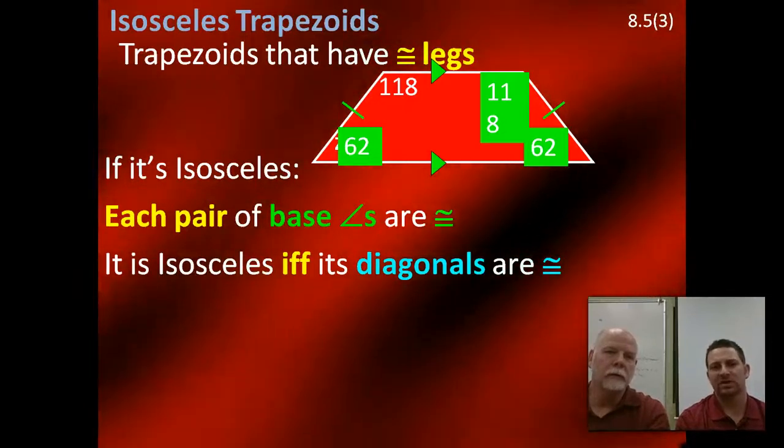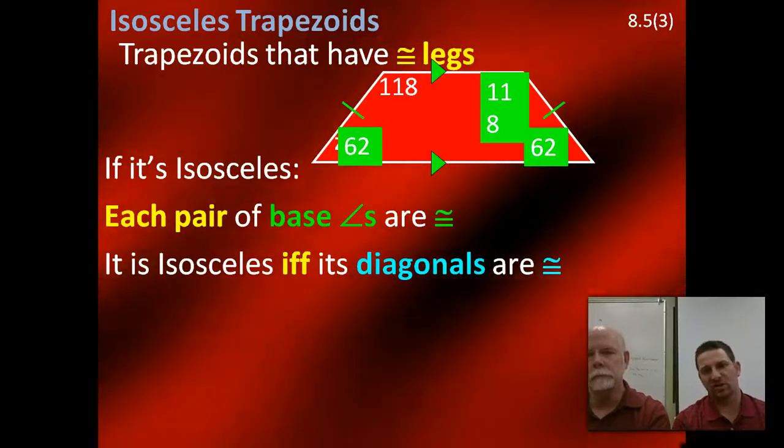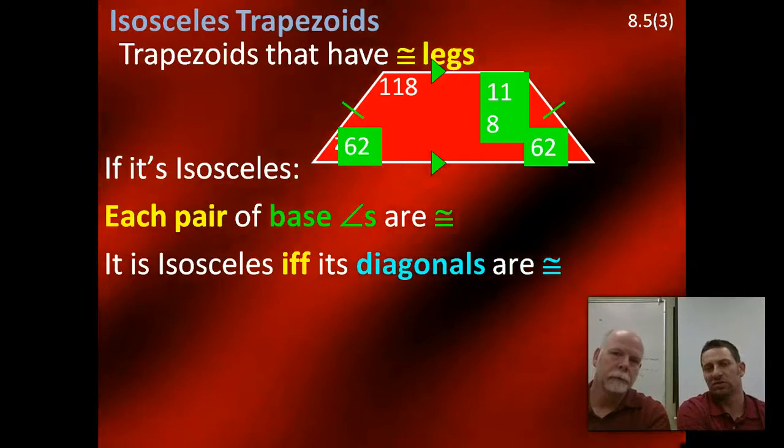Are those things true only for isosceles trapezoids? So you've got 3 rules for isosceles trapezoids. You've got the diagonals are congruent, you've got those base angles are congruent, and then you've got the legs are also congruent. Yep.